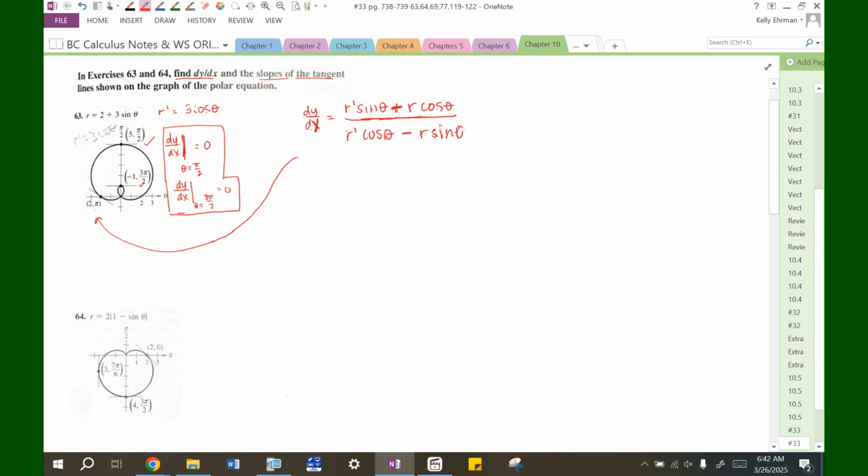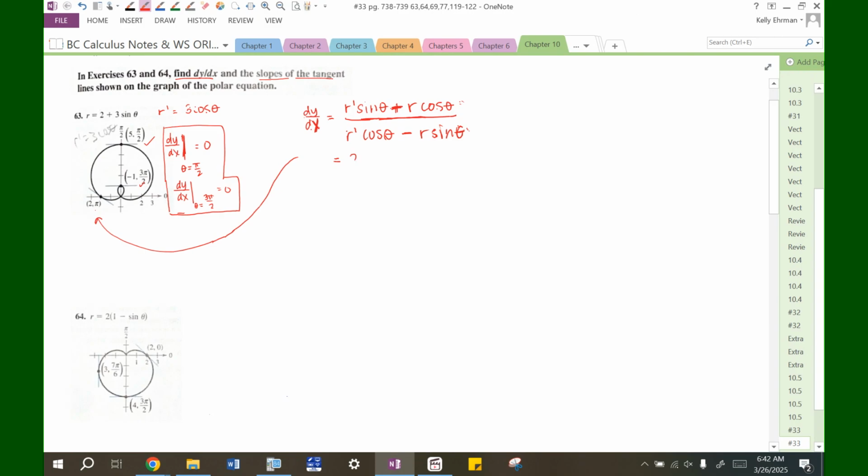It is in your interest to memorize this because if you don't, then you have to do dy d theta over dx d theta. That would be a product rule on top and a product rule on the bottom because y is r sine theta and x is r cosine theta. These two things are the result of doing product rule. So it saves you that step.